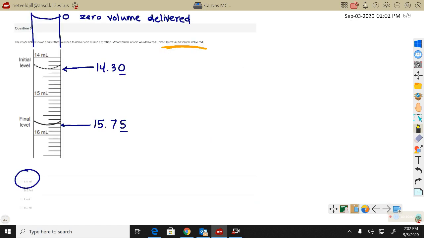Cool. Okay, this one was also one that is commonly missed. The image below shows a burette that was used to deliver acid during a titration. And so right now you might be like, what is going on? What's a titration? What's a burette? Okay, well, maybe if you got this one wrong, it's not entirely your fault. I'm going to guess that not many of us got to the acid-base unit at the end of first year chem. I know I did not.